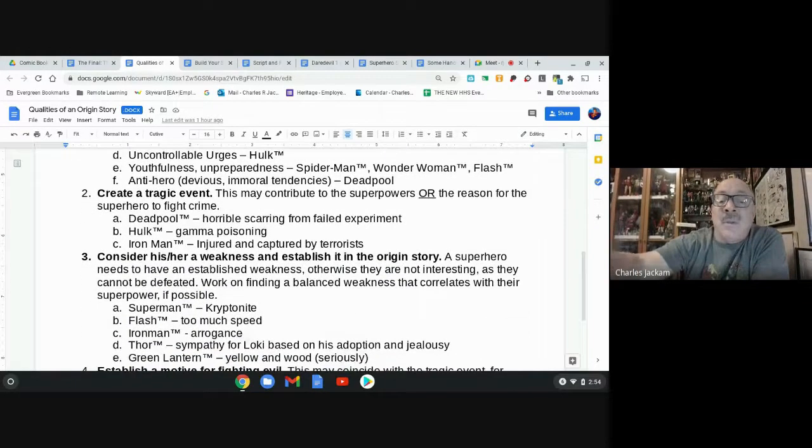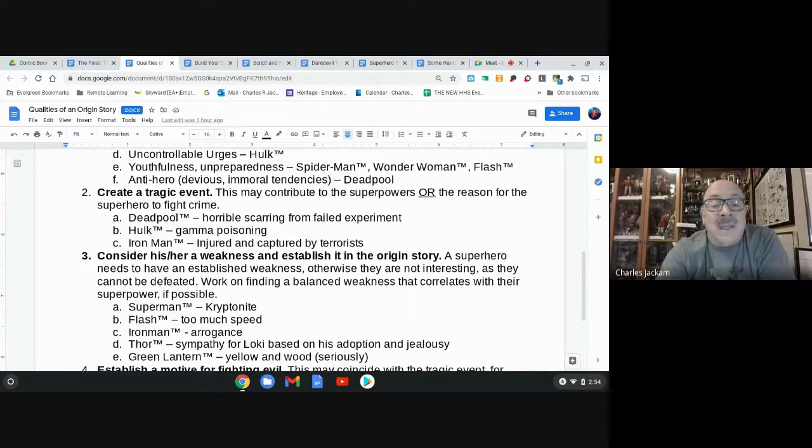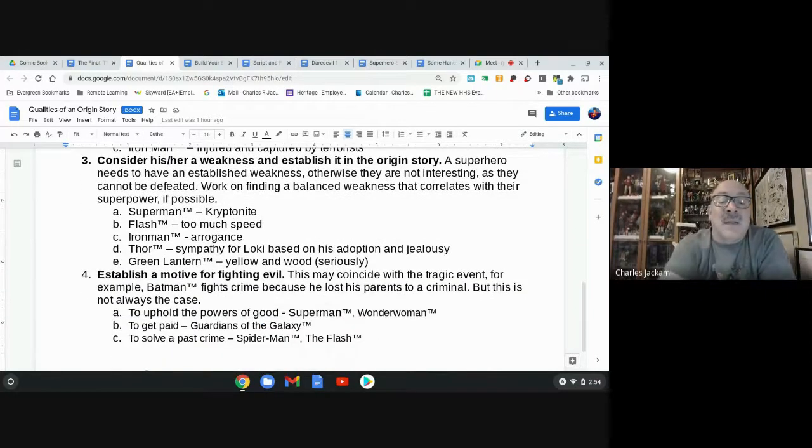Create some kind of tragic event. This could contribute to the superpowers or be the reason for the superhero to fight crime. Bruce Wayne had his parents killed. He became Batman. Iron Man got injured, captured by terrorists. That forced him to develop the Iron Man suit. Every hero has a weakness. What's your hero's weakness? Superman, kryptonite. Iron Man, arrogance. Thor, well, sympathy for Loki. Plus, Thor is a little bit of a braggart.